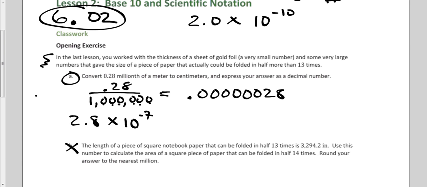Okay? So now, but I really haven't done what it's asking me to do. Now I want to convert 28 millionths of a meter to centimeters. This is meters, right? Now, how many centimeters are in a meter?